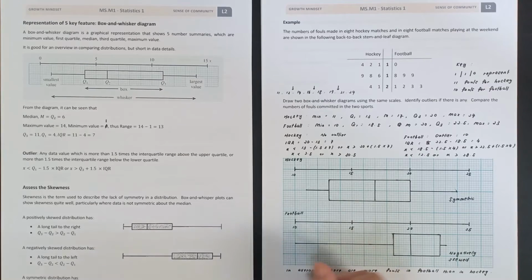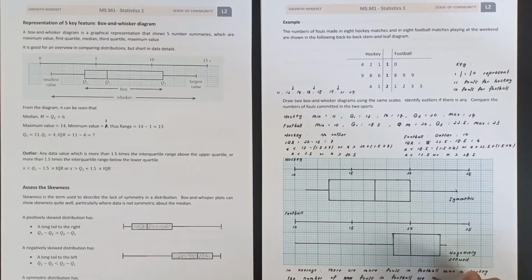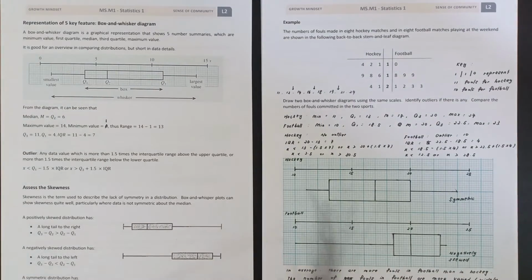So the number of fouls in football are more varied, or if you want to use widely spread, that also can. Are more widely spread than hockey. Okay, is that alright? I hope you can get the idea.